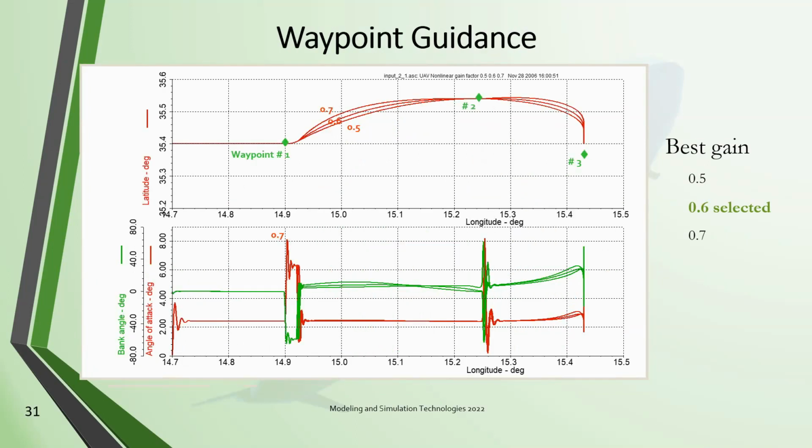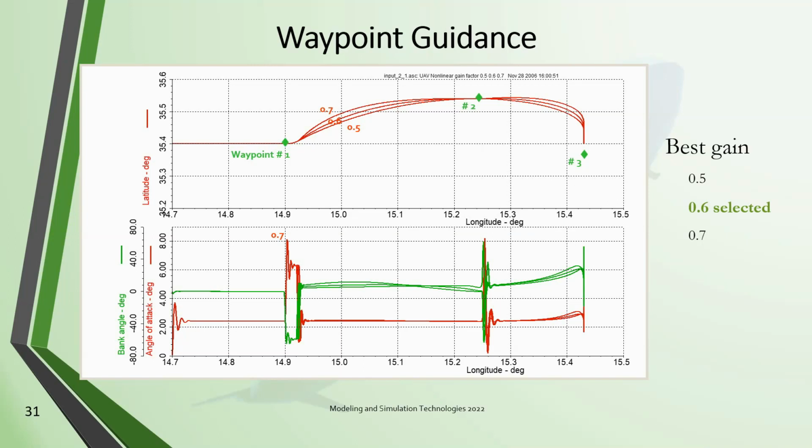Now we switch to Waypoint Guidance, and there's a gain to be determined. What I'm showing you here is plotting latitude versus longitude. So that's like a ground plot. In the top frame, in the bottom frame, we're going to look at angle of attack and bank angle, also plotted against longitude. Well, there's waypoint 1, waypoint 2, and waypoint 3.